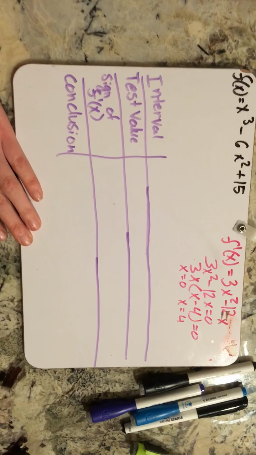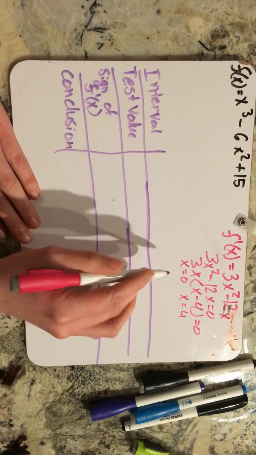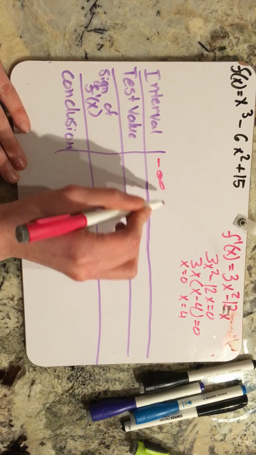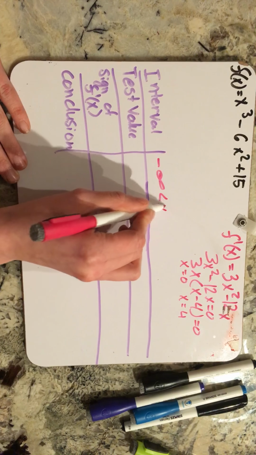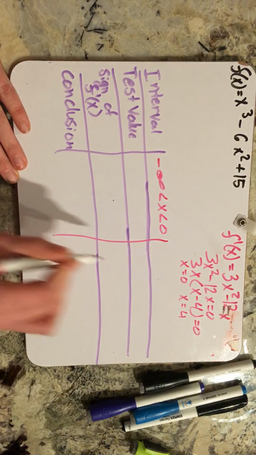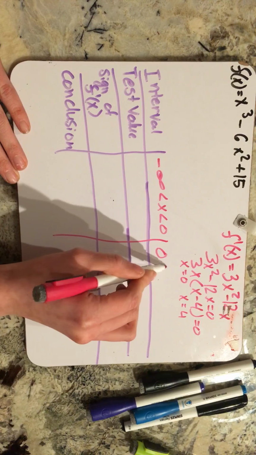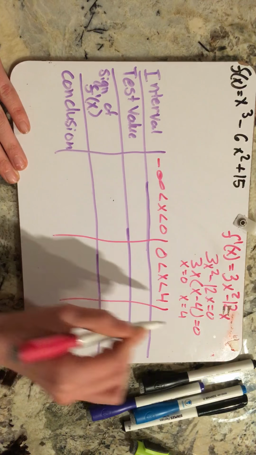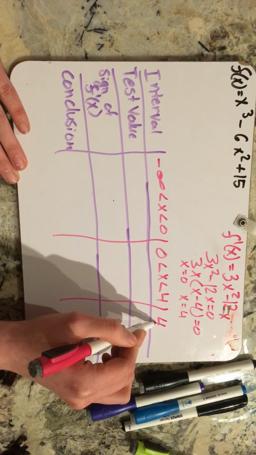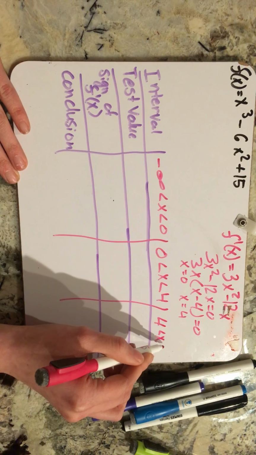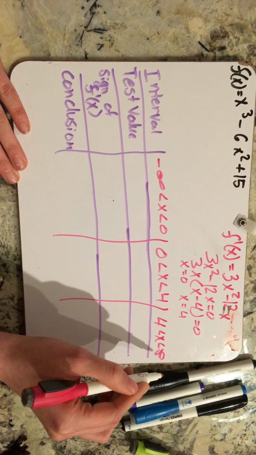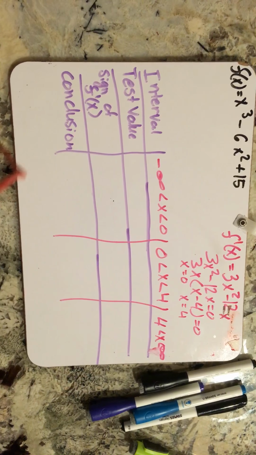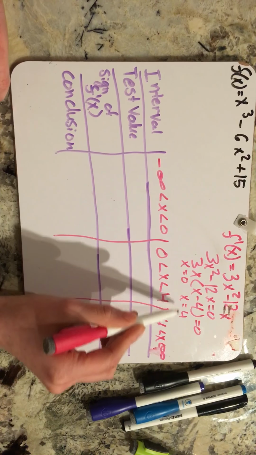Next, we're going to use these for our intervals. So we're going to start with the smallest, which is negative infinity to x equals 0. Next, we're going to do 0 to x to 4. And then we do 4 to infinity. Oops, that's a wonky infinity. Okay, it goes by our smallest critical point. Remember, these are called our critical points.